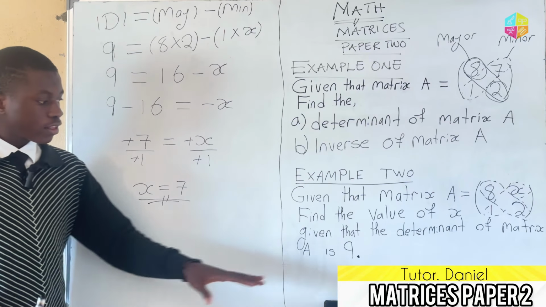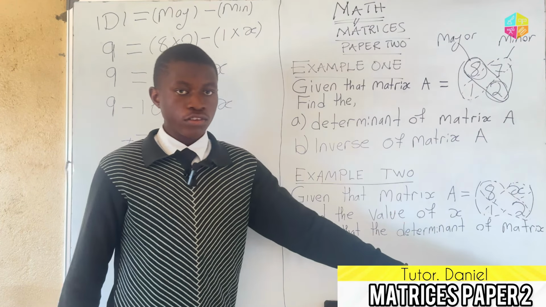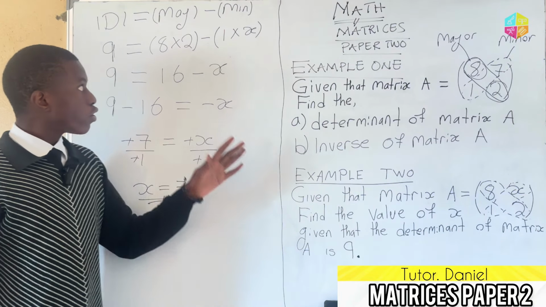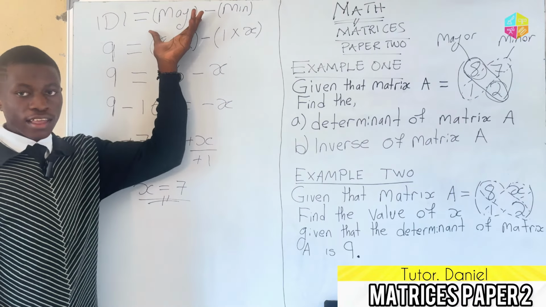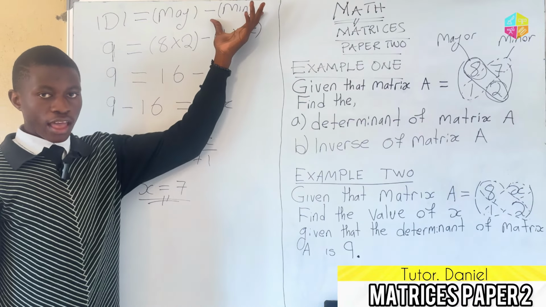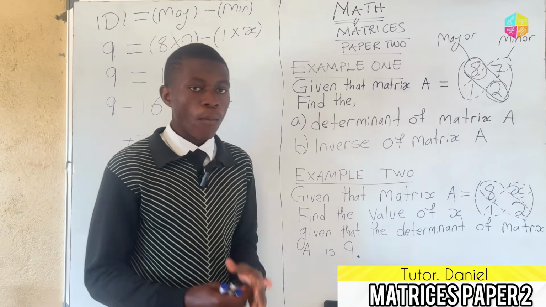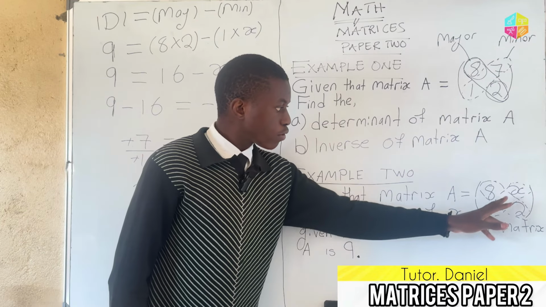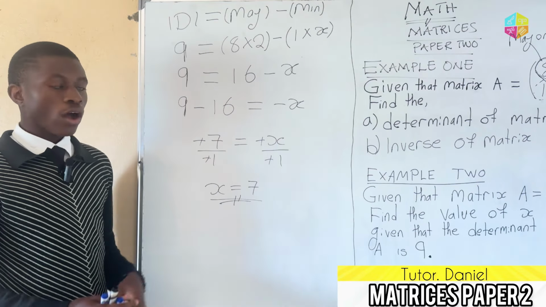So whenever you're given the determinant already and the matrix, and you're told to find any of the values there, what you do first is use this equation: our determinant is equal to our major diagonal minus our minor diagonal. The major diagonal is where 8 and 2 lie, and our minor diagonal is where positive 1 and x lie. So you simply work that out.